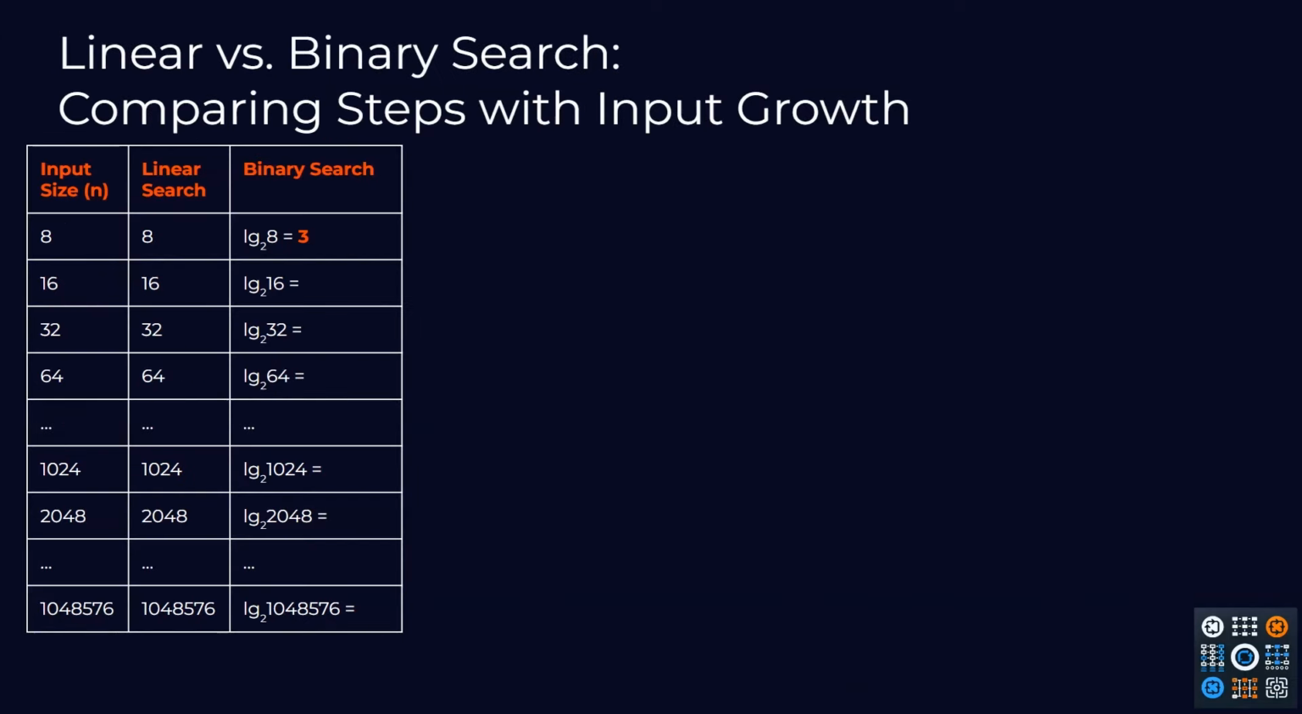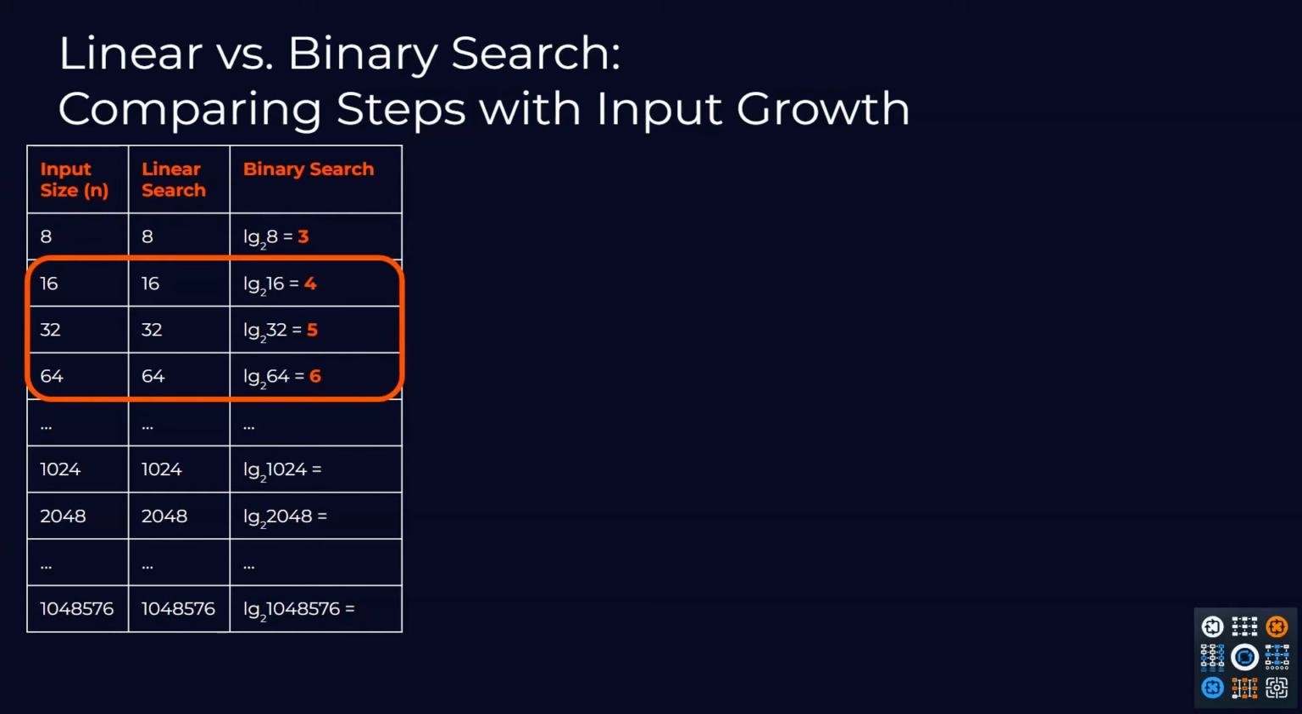When comparing linear search and binary search, it's helpful to look at how each algorithm handles input sizes that are powers of 2. Since binary search divides the list in half with every step, we are talking about powers of 2 only for ease of computation and representation. As you can see in the first row, when the input size is 8, linear search takes 8 steps, whereas binary search takes log 8, or 3 steps only.